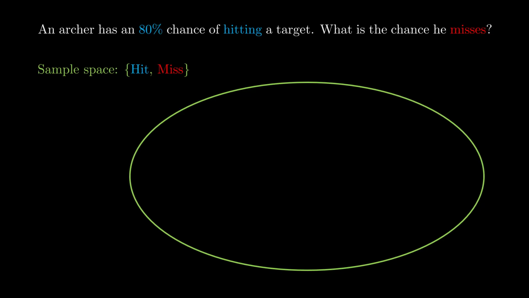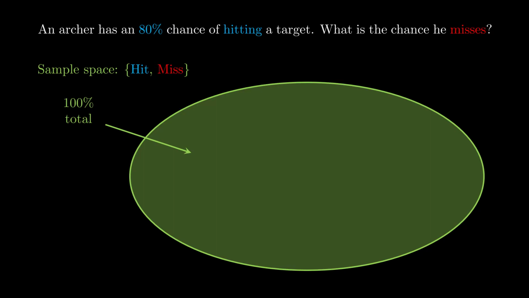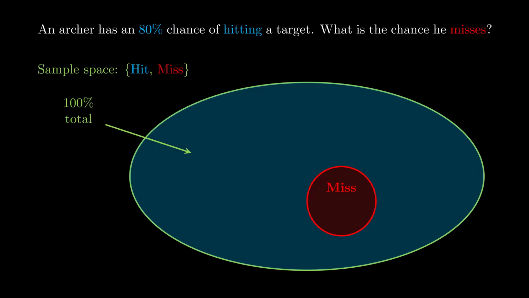Which means that all of the possibilities in the bubble must add up to 100% in total, because we're certain to land somewhere in there, right? We don't know whether he's going to hit or miss, but it's bound to be one of them. So let's picture the event of him missing as some little piece of this bubble. If that is him missing, then the rest of the bubble must be him hitting, right? And we're told that he hits with an 80% chance. And so the fact that the whole green bubble adds up to 100% should tell us that the probability of him missing must be 20% to make up that 100 in total.